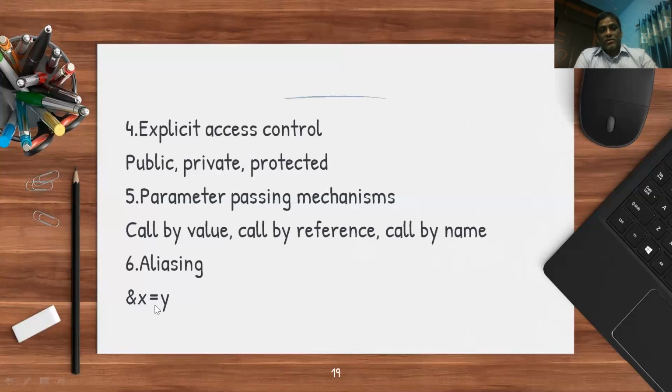Let us say you know the instruction x is equal to ampersand y, which copies the address of y to x. That is different. X is equal to ampersand y makes x a pointer, whereas ampersand x is equal to y does not make x a pointer. Here x is a name and y is a name for the same memory location, so two names are available for the memory location. That is the difference between aliasing and pointers.